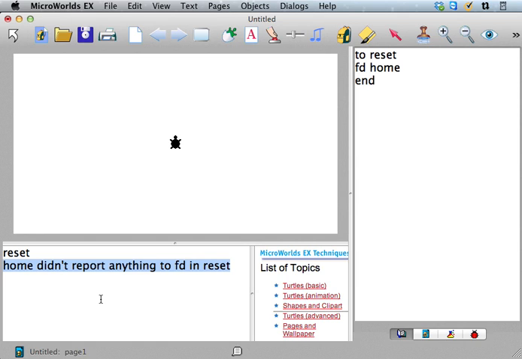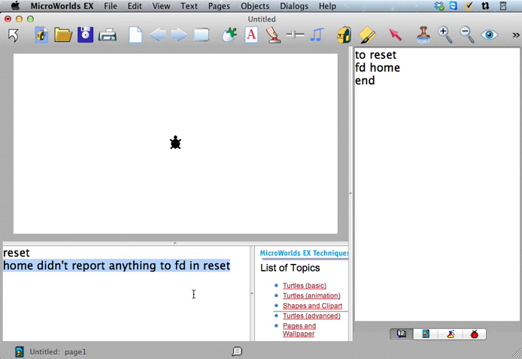Okay, well that's still a defect, even though he did what I wanted. Because imagine you're playing this game, and then you see this big error message come up. It's not something that you want to present to your users because they might think they did something wrong, or maybe it's not working right, even if it's doing exactly what you want. So we need to take a look over here. It says home didn't report anything to FD in reset.